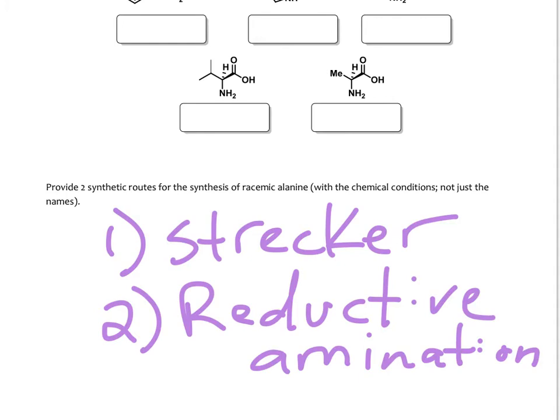Okay, reductive amination, you start off with an alpha keto acid. Okay, and here again you're going to form an imine, and then you treat that with hydrogenation conditions, H2 and palladium. It reduces the imine to an amino group, and it gives you your racemic amino acid.